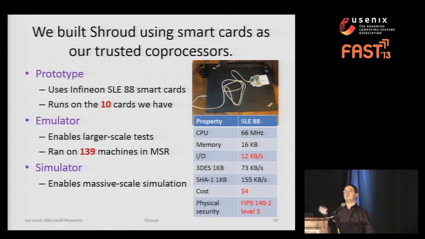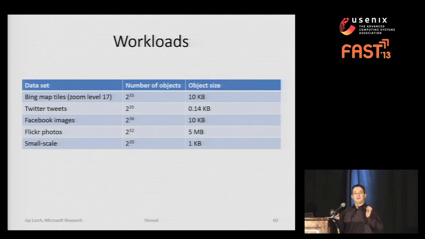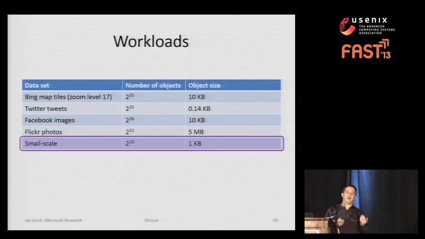So to simulate greater scale, we built an emulated smart card that we can plug into a real server. And to simulate even larger numbers of coprocessors than that, we built a simulator that we validated against the prototype. We're going to use the workloads that I just alluded to earlier, the billions of objects in various workloads. We also have a small-scale workload for when we only have 2 to 8 coprocessors churning on something so that our experiments do not take weeks to years.